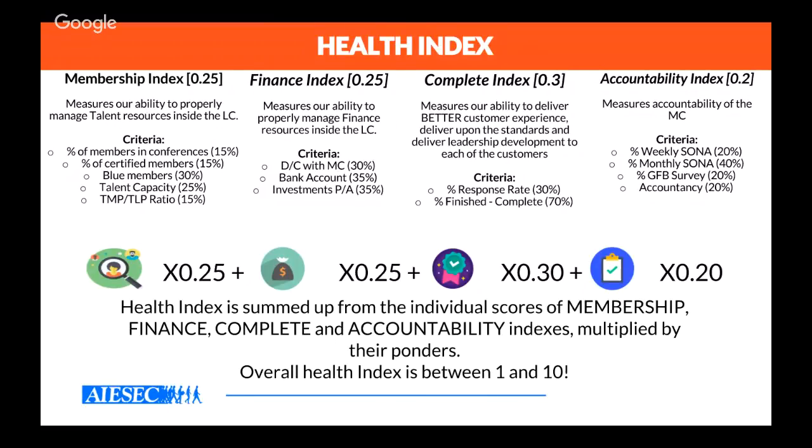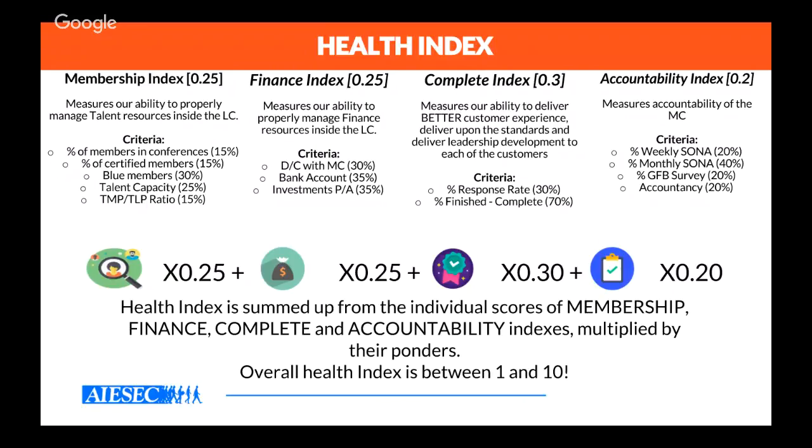Then we have the complete index, which is the one that weighs the most. Because of course complete is our MOS, and so the criteria here changed a bit with respect to before: it's the percentage of response rate and above all the percentage of finished to complete of LCs. And the last one, the accountability index.